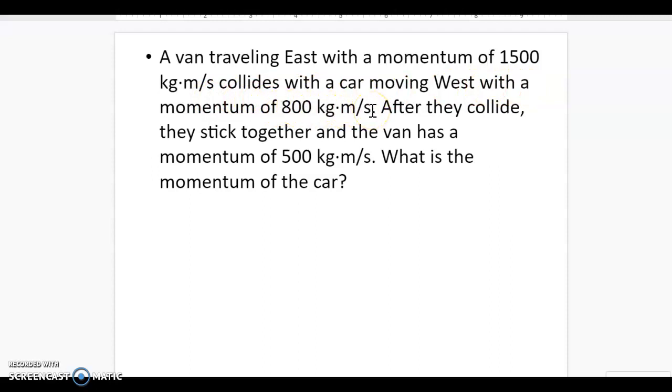So I'm kind of picturing that in my head. I have one car moving to the east and one car moving to the west. As they collide, they stick together, and the van has a momentum of 500 kilogram meters per second. What is the momentum of the car?